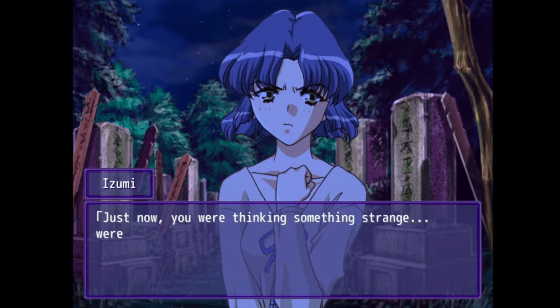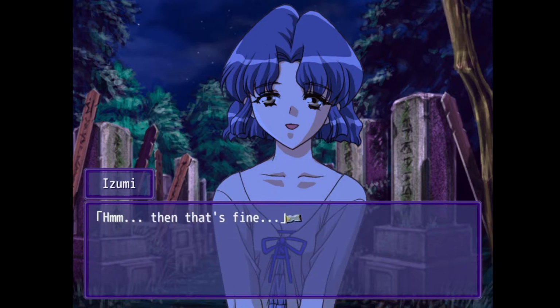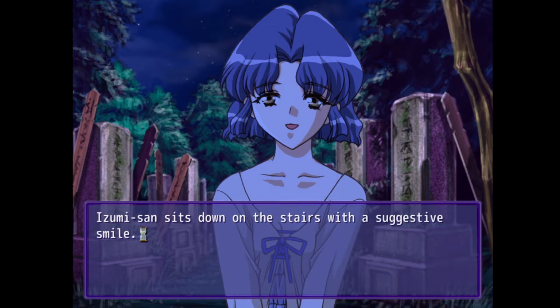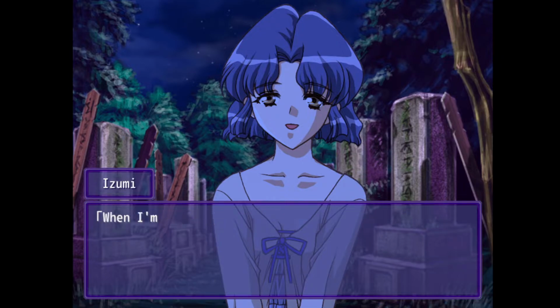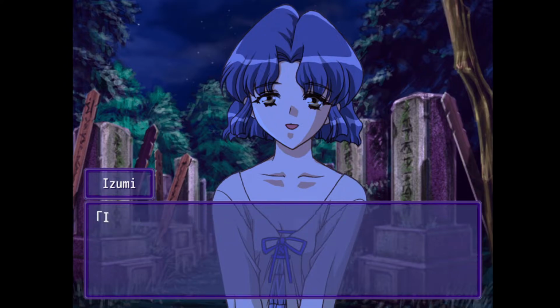Just now you were thinking something strange, weren't you? No, I wasn't. Don't say such weird things. That's fine. Izumi-san sits down on the stairs with a suggestive smile. I wonder why, when I'm with you, Makoto-kun, my heart is very calm. Makoto-kun, you said it yesterday, didn't you? Is it really alright for us to stay this carefree?